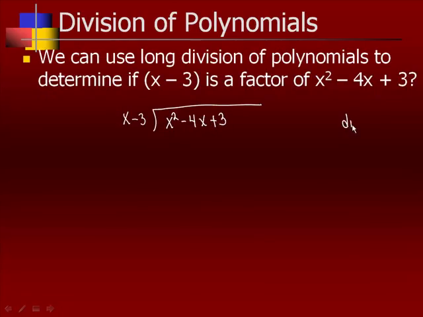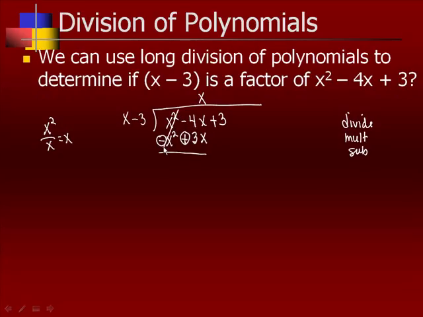Now remember your long division steps. First thing you're going to do is divide, and we always divide first terms. So we've got x squared divided by x, which gives us x. So we're going to put our quotient x up here. Then you're going to multiply the x times the divisor. So we've got x times x is x squared, x times negative 3 is negative 3x. Then we subtract, which means we change this to a minus x squared, and we change this negative 3x to a positive 3x.